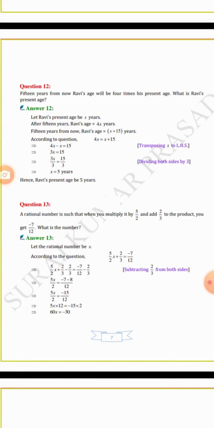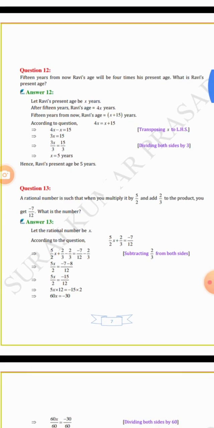Question number 12. 15 years from now, Ravi's age will be 4 times his present age. What is Ravi's present age? Let Ravi's present age be x years. After 15 years, Ravi's age is equal to 4x years. 15 years from now, Ravi's age is equal to x plus 15 years. According to the question, 4x is equal to x plus 15.